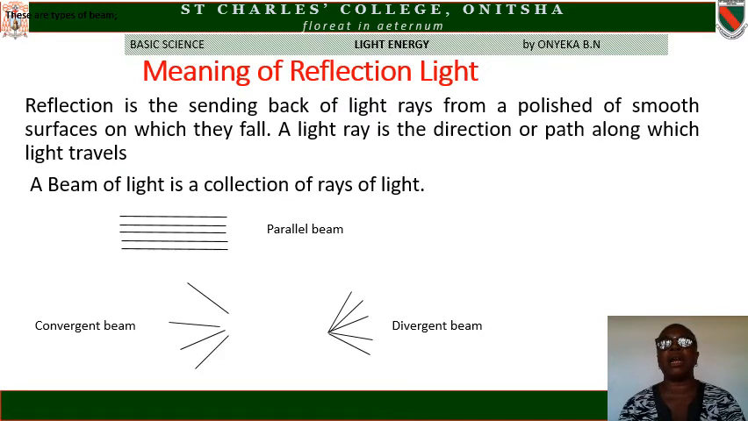Meaning of reflection of light. Reflection is the sending back of light rays from a polished or smooth surface on which they fall. A light ray is the direction or path along which light travels. A beam of light is a collection of rays of light. Examples of beams of light are the parallel beam, the convergent beam, and the divergent beam, as you can see from the diagrams.